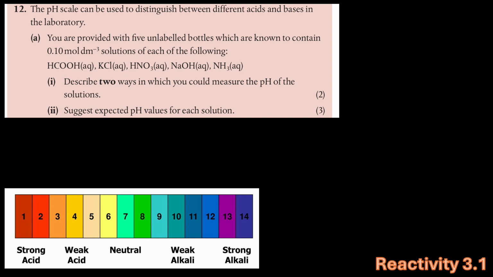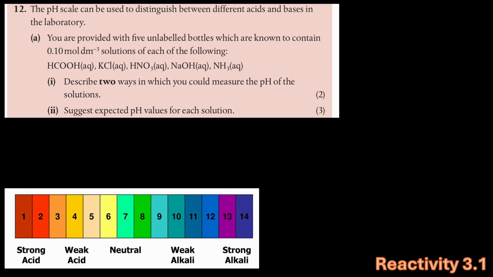All right, the pH scale can be used to distinguish between different acids and bases in the laboratory. You are provided with 5 unlabeled bottles which are known to contain 0.1 molar solutions of each of the following. Describe 2 ways in which you could measure the pH of the solutions.